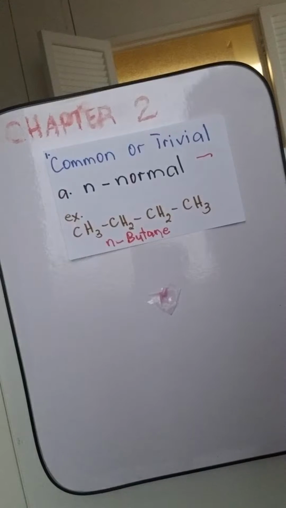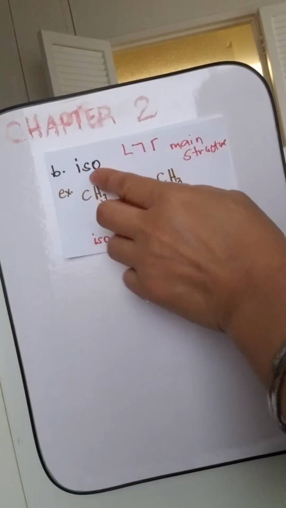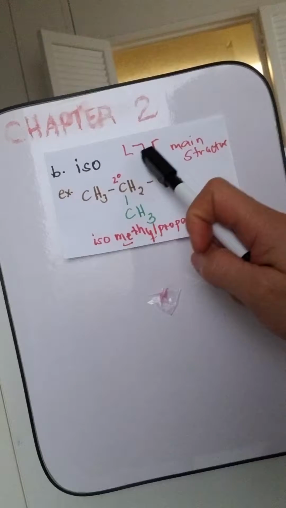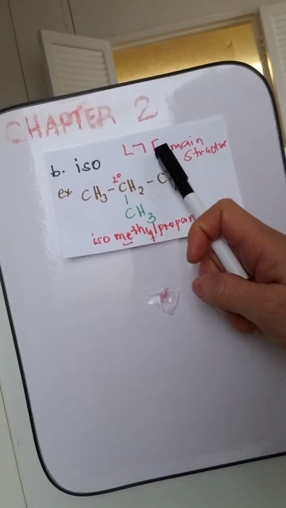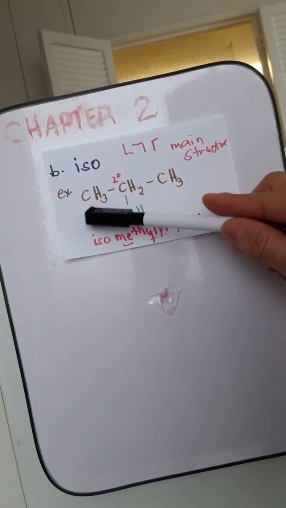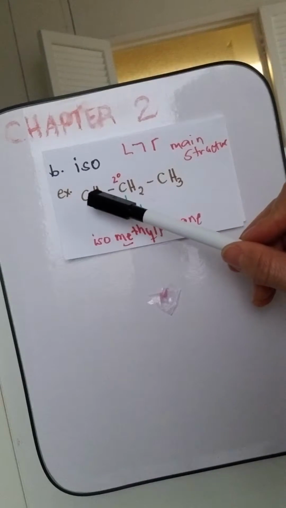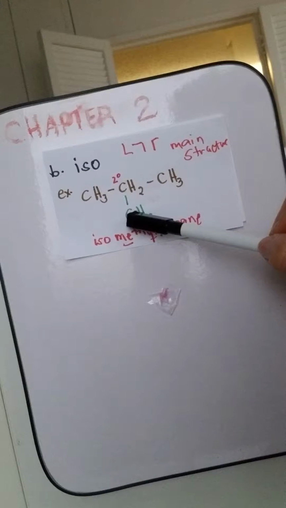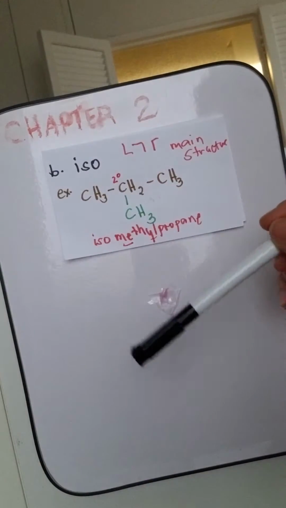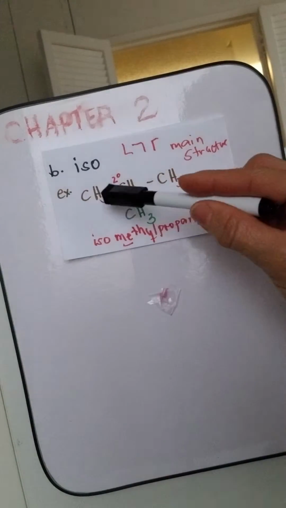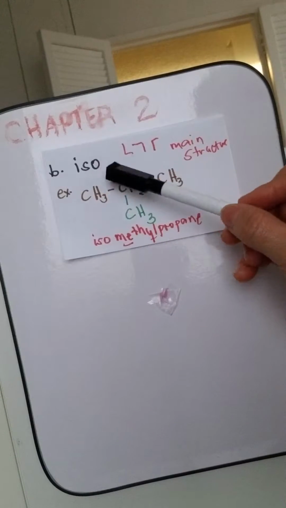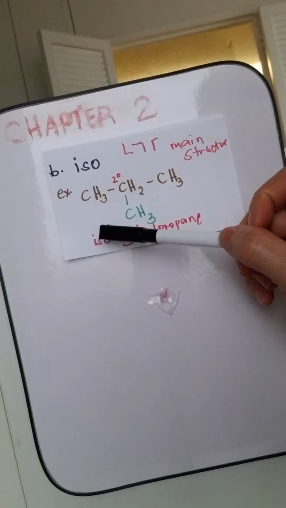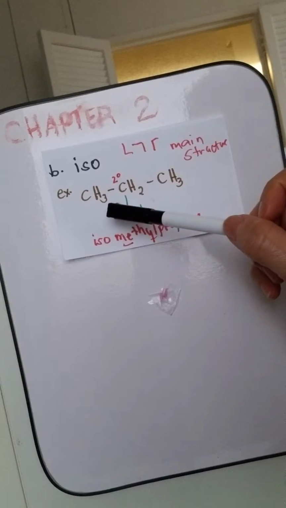The second way of naming your alkane compounds is with a prefix called iso. The iso must have an L shape, either this shape or this shape. For example, in this structure we have an L shape here, and an L shape here. Going this way or this way, they are still an L shape. So automatically, if you see this kind of structure with this L shape, your prefix is iso.